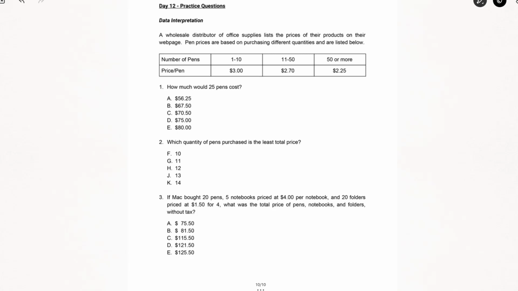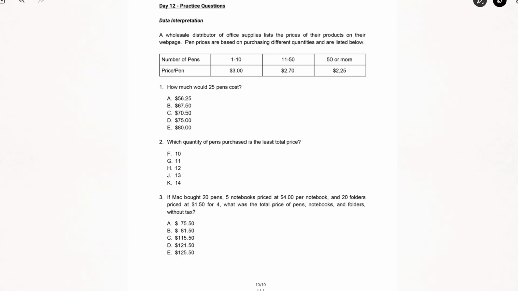In this video, we're going to take a look at some practice questions that deal with data interpretation. When we look at these three questions, it looks like all of them deal with the table that we have here at the top. It says a wholesale distributor of office supplies lists the prices of their products on their webpage. Pen prices are based on purchasing different quantities and are listed below.